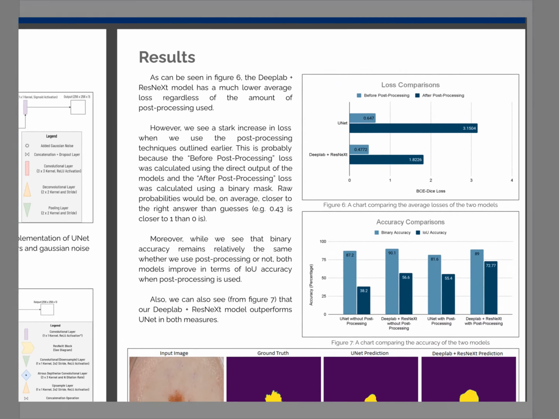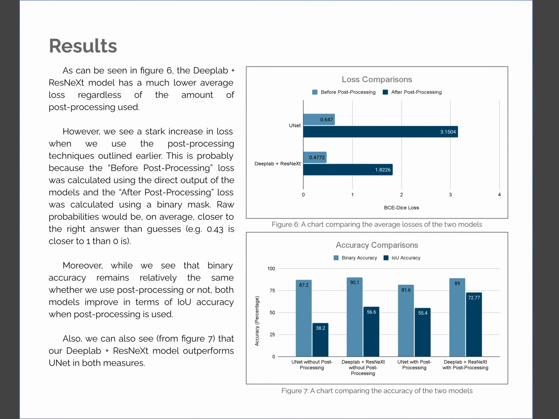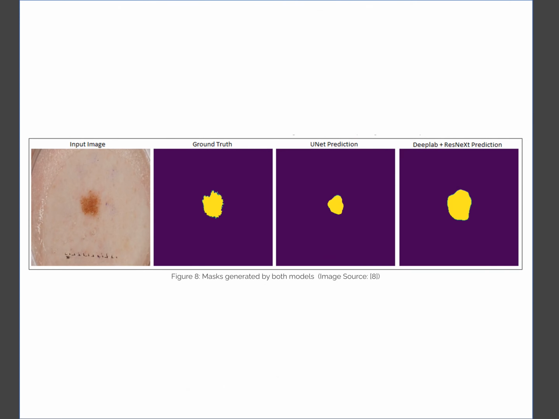And here is how each model performed on the test set. As can be seen in figure 6, the DeepLab plus ResNeXt model has a much lower average loss, regardless of the post-processing used. Moreover, while we see that binary accuracy remains relatively the same whether we use post-processing or not, both models improve in terms of the IOU accuracy when post-processing is used. We can also see from Figure 7 that our DeepLab ResNeXt model outperforms the UNet in both measures.